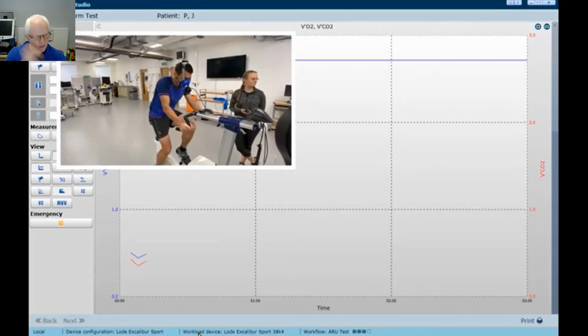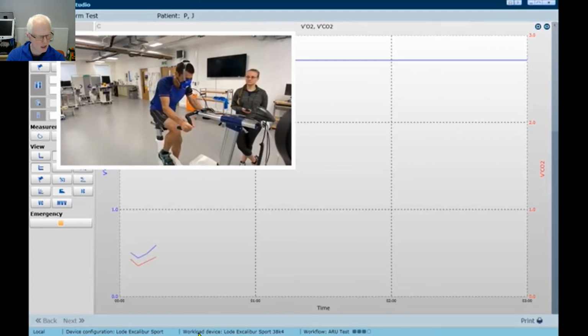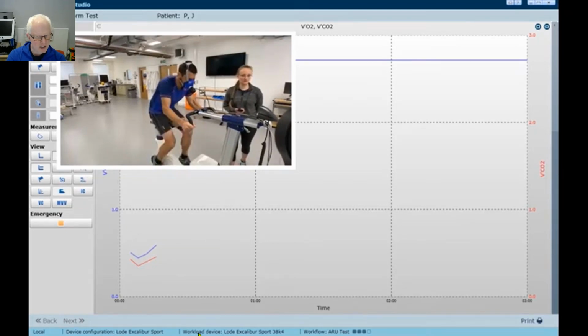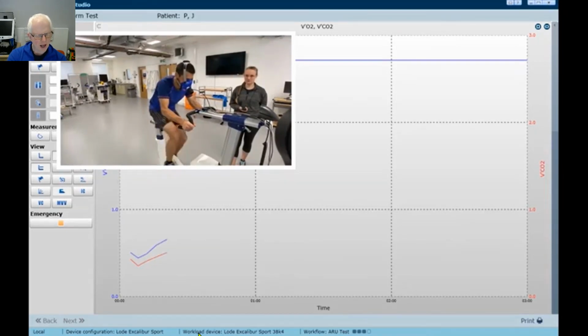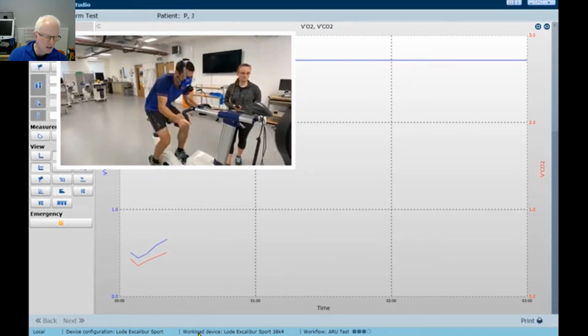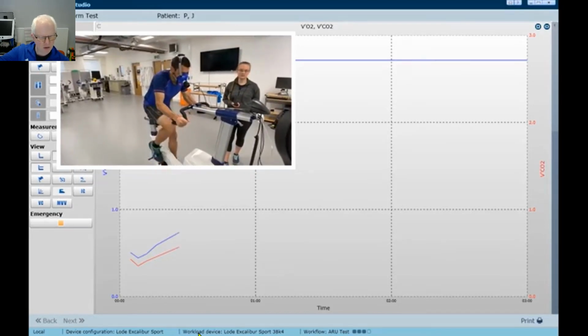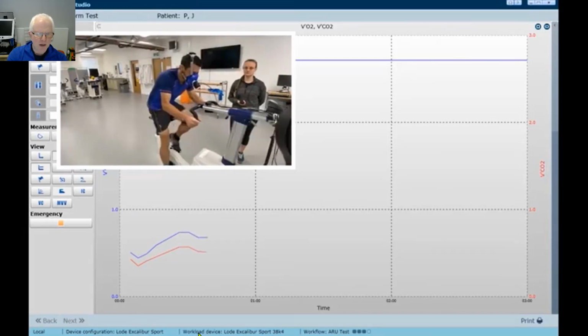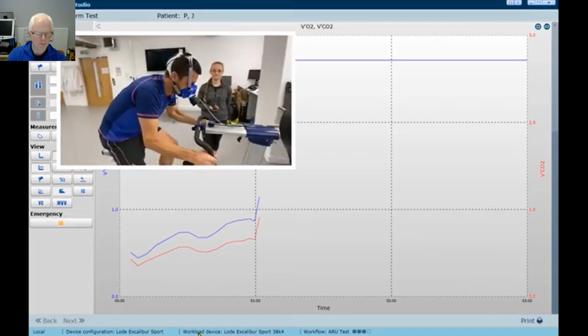Okay, so now the data is being collected. What you're seeing here is the blue trace is O2, the red trace is CO2, and the reason they're going backwards and forwards is just to do with the frame rate on the screen. But exactly the same thing is applying.